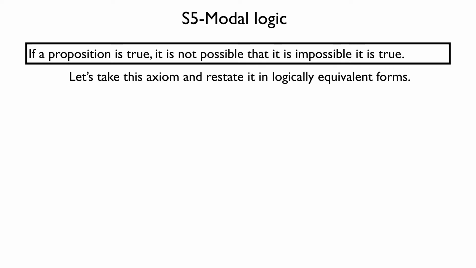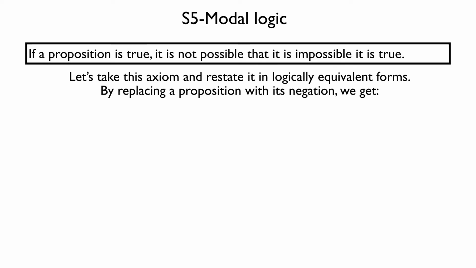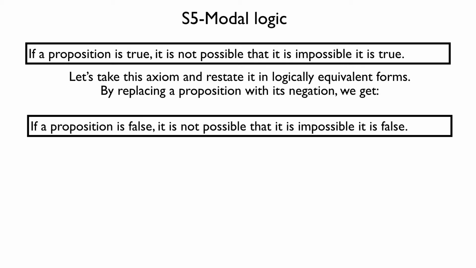Let's take this axiom and restate it in logically equivalent forms. To begin with, we'll replace a proposition with its negation. So this becomes, if a proposition is false, then it is not possible that it is impossible that proposition is false.